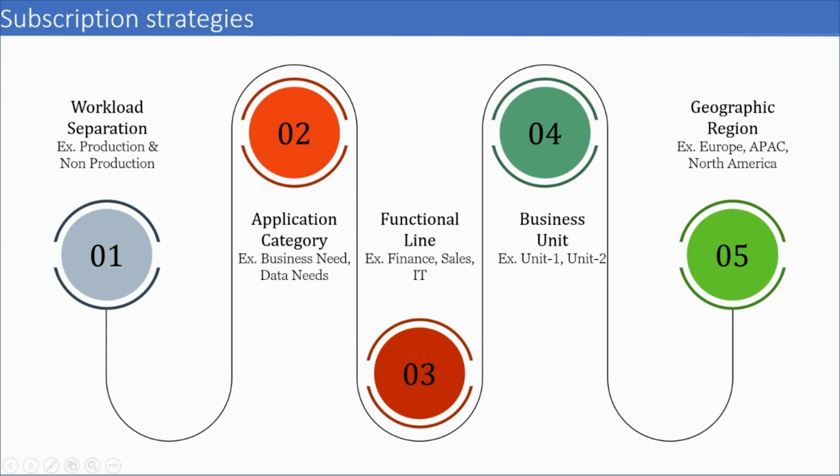Next comes functional based grouping, for example finance, sales, or IT. Next comes based upon business unit, unit number 1, unit number 2. And the last one is that it can be based upon geographic region like Europe, APAC, or North America. This is how you can plan your strategies.